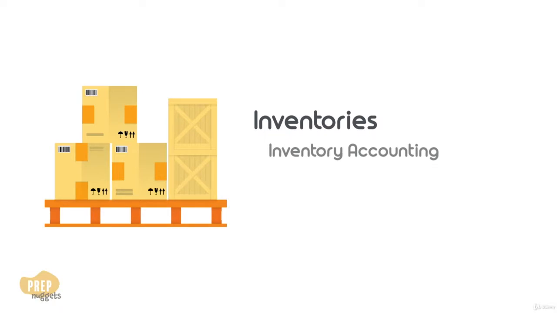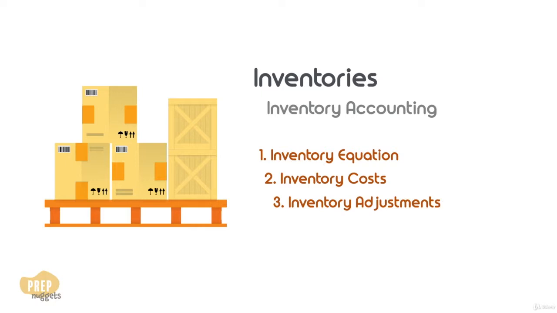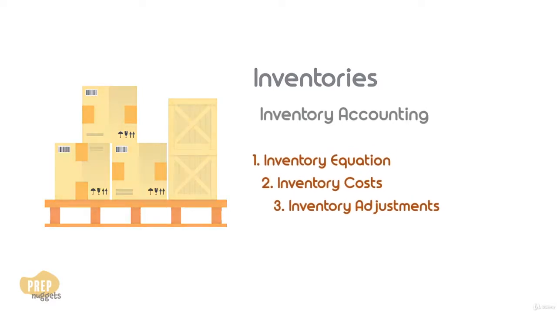In this first part, we shall learn the standards in which inventory should be accounted for. We start with the inventory equation, followed by understanding what the costs are that should be capitalized and what should be expensed. We end off with learning how inventory adjustments should be affected if the valuations of the inventory fall below cost. Let's get started.